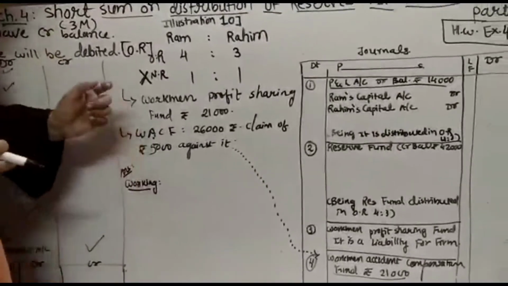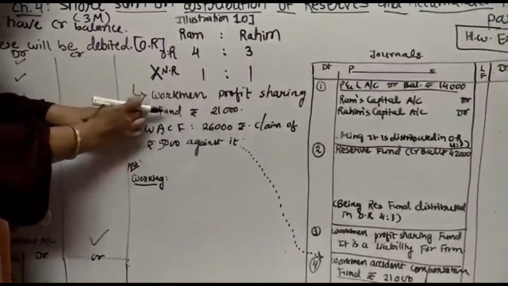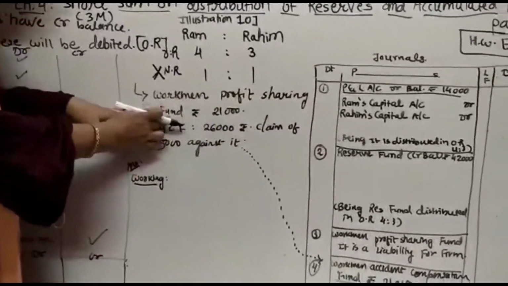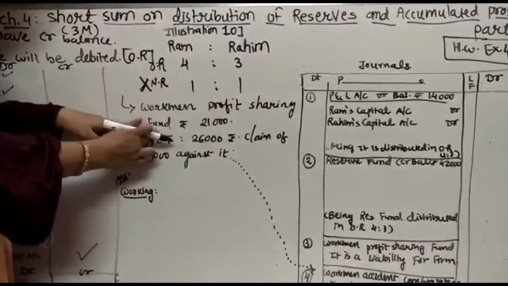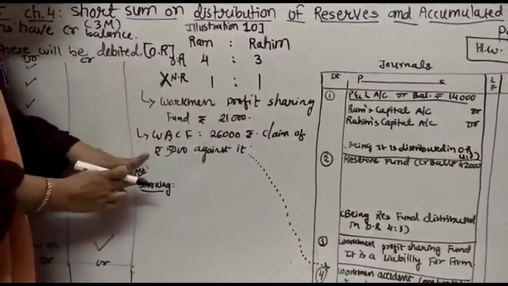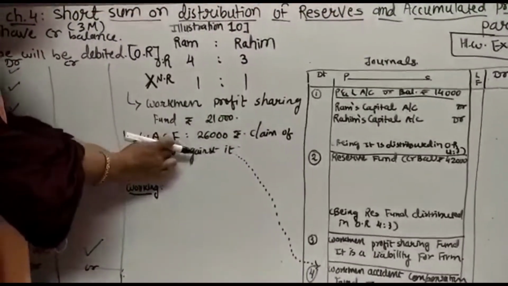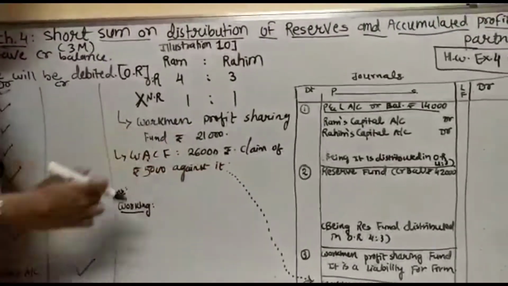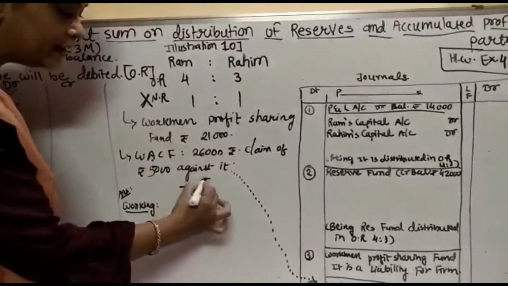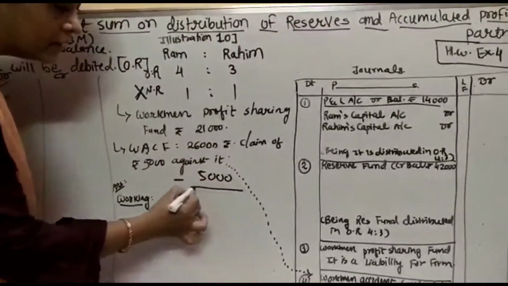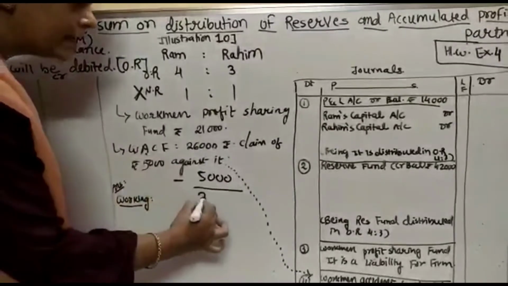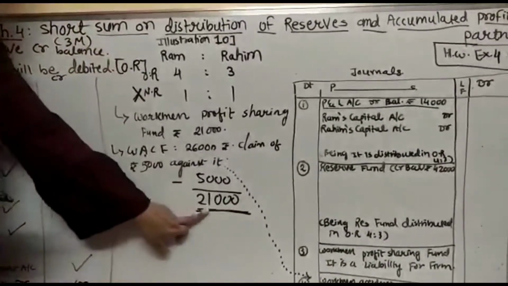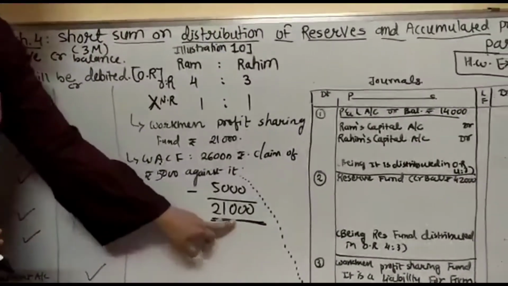So first be clear about the workman profit sharing fund. Here you cannot distribute this fund, but you have to write a note. And this is very important: the workman accident compensation fund is 26,000, but one of the workers has claimed it. So let me subtract this claim of 5,000 from 26,000. How much amount is remaining? 21,000. On this amount the partners have the right to distribute.